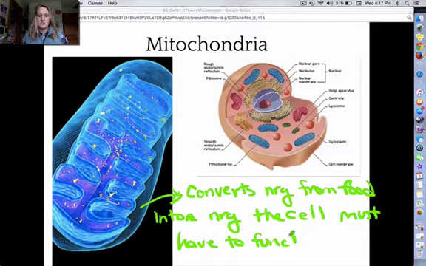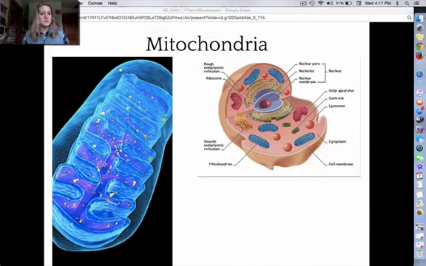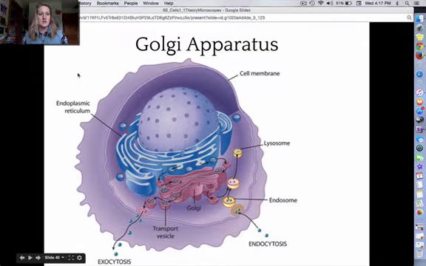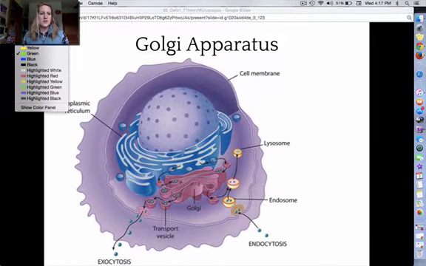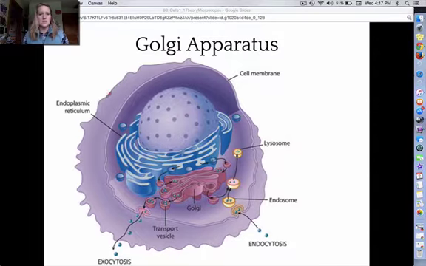Okay, so that's what the mitochondria does for the cell. It takes the energy that we've consumed and eaten and turns it into energy for our cells to function and to produce the proteins and the compounds that it needs to perform the function it has to. So then the Golgi apparatus, which honestly looks very similar to the endoplasmic reticulum.